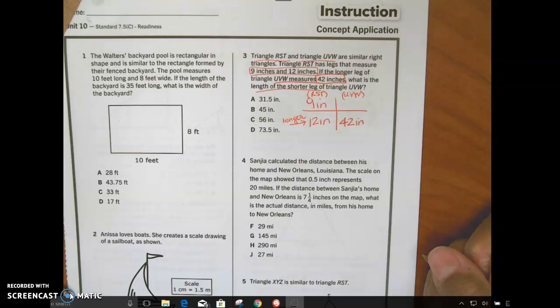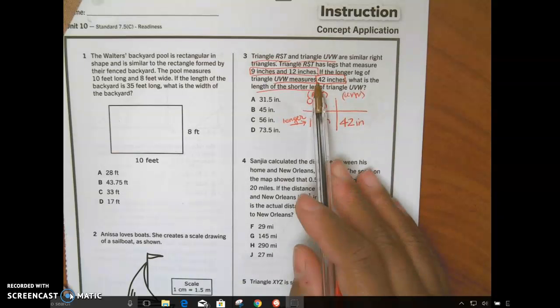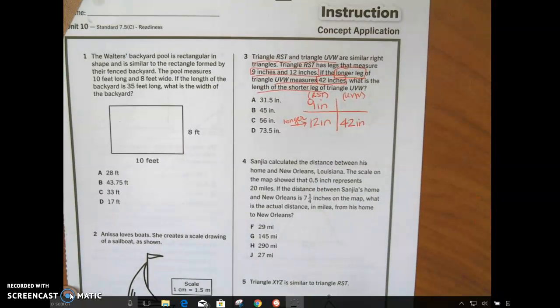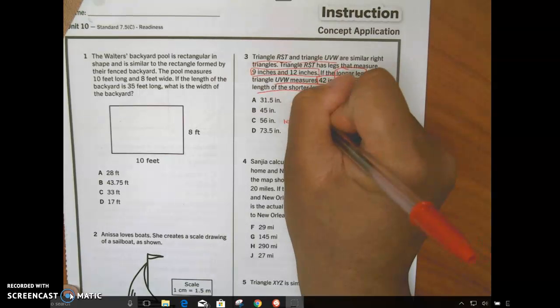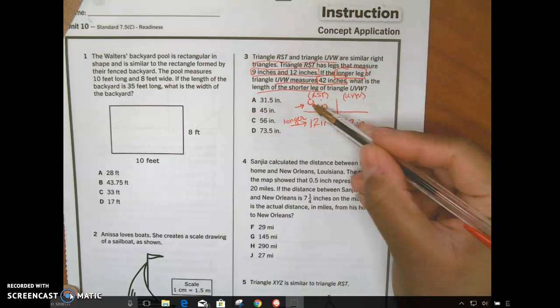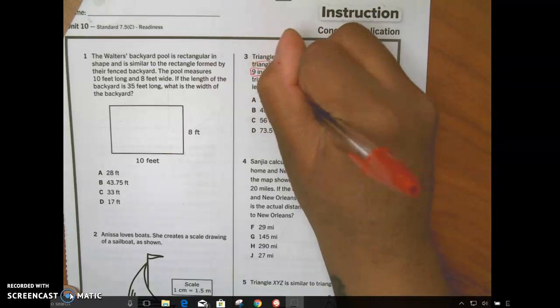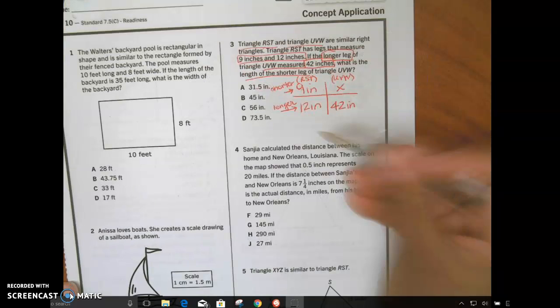The words. If they said 42 was the shorter side, then I would put it by the 9. But because I have to read, it says the longer leg is 42. Who's longer out of 9 and 12? 12. So the longer ones have to correspond. They have to match. If these are the longer, then these are the shorter. What do I put next to 9? Over here, X.